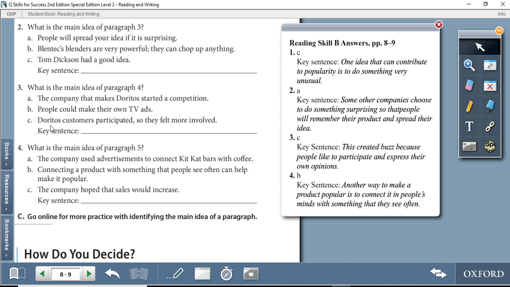3, what is the main idea of paragraph 4? C. Doritos customers participated so they felt more involved. And the key sentence is, this created buzz because people like to participate and express their own opinions. 4, what is the main idea of paragraph 5? B. Connecting a product with something that people see often can help make it popular. And the key sentence is, another way to make a product popular is to connect it in people's mind with something that they see often.